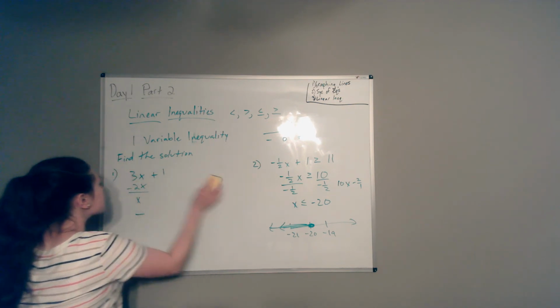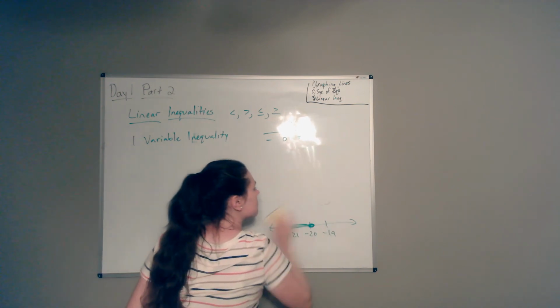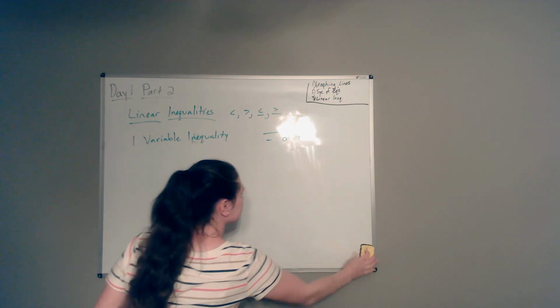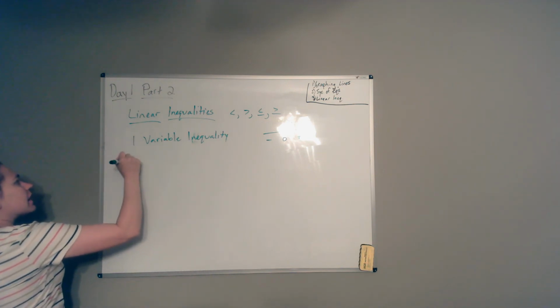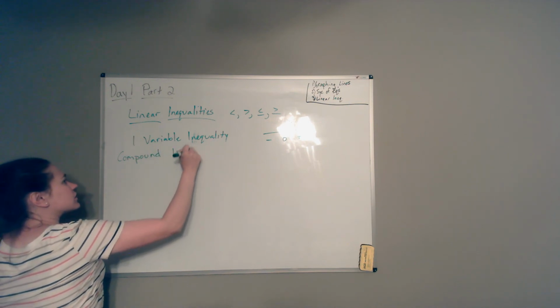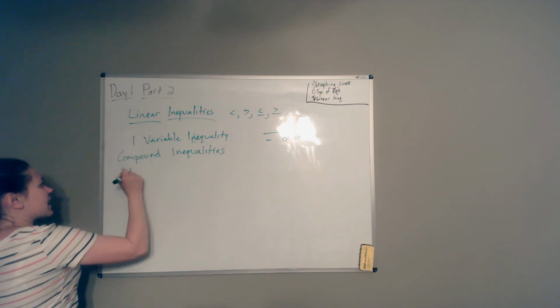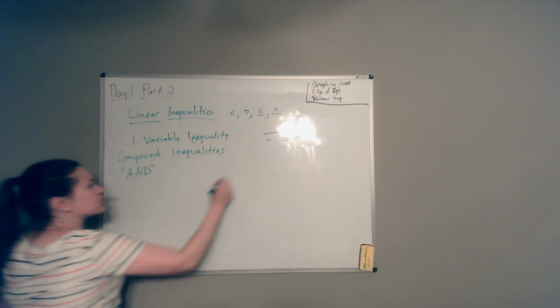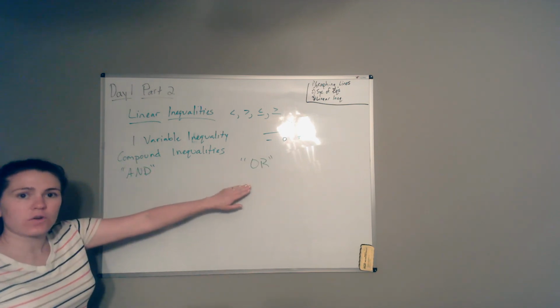Next, we have something called compound inequalities. You can have two types of compound inequalities. You have what's called an "and" and you have what's called an "or." So, an "and" is more restricting than an "or."